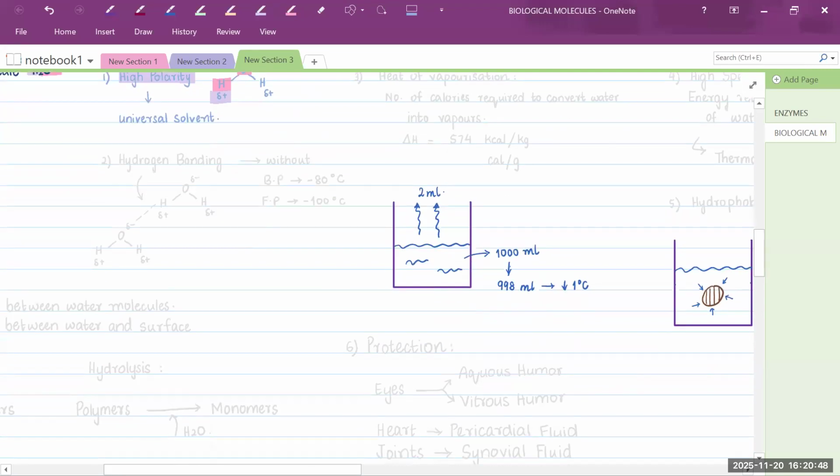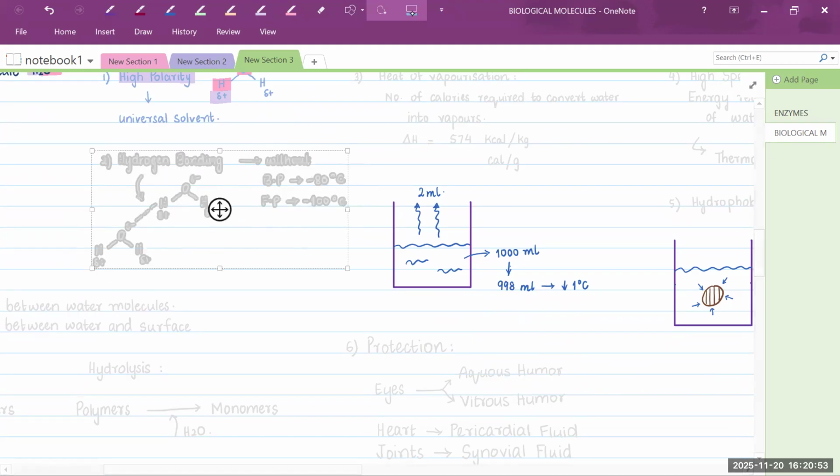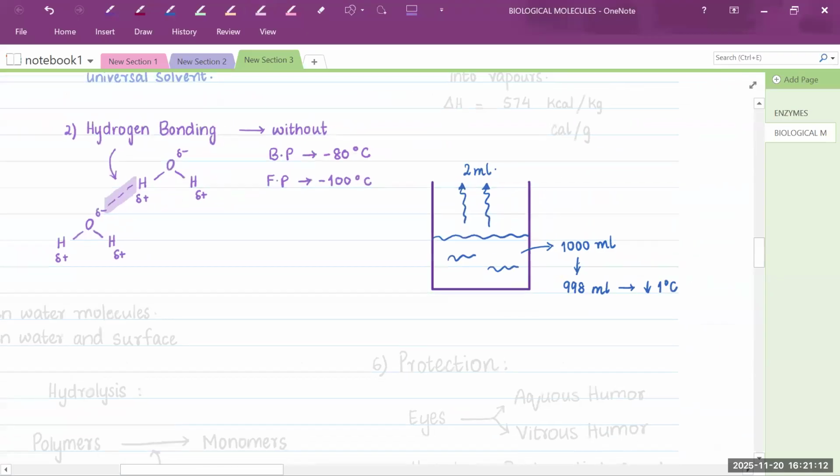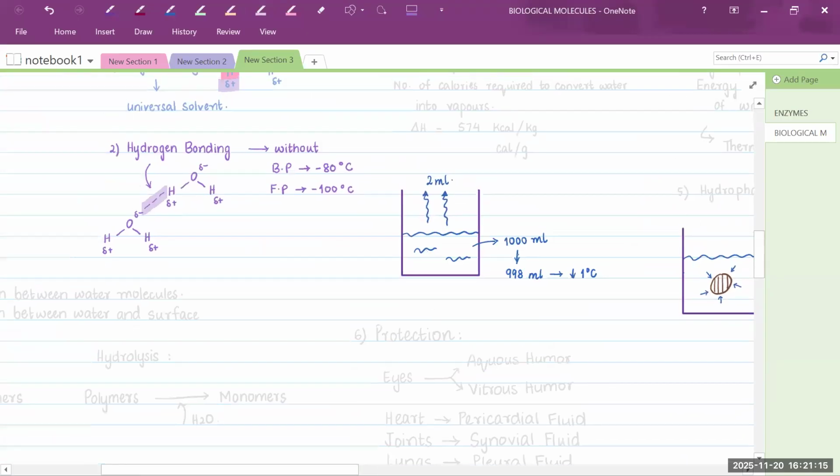And because of these electronegativities, there is another property of water, which is hydrogen bonding. This is the hydrogen bonding as I've shown here. The partial negative charge of one oxygen attracts the partial positive charge of one hydrogen and makes a bond with it, and makes the hydrogen bonding. Without the hydrogen bonding, the boiling point of water decreases to minus 80 degrees centigrade, and the freezing point of water decreases to minus 100 degrees centigrade.